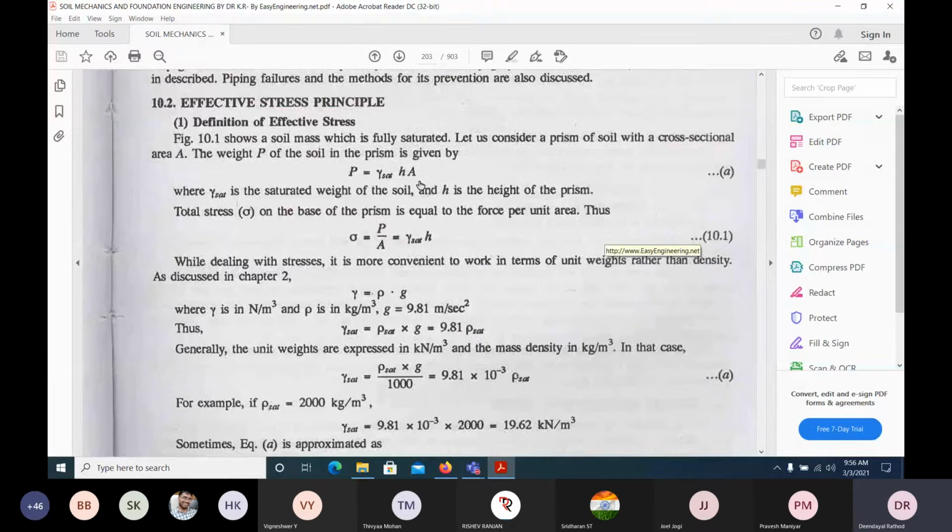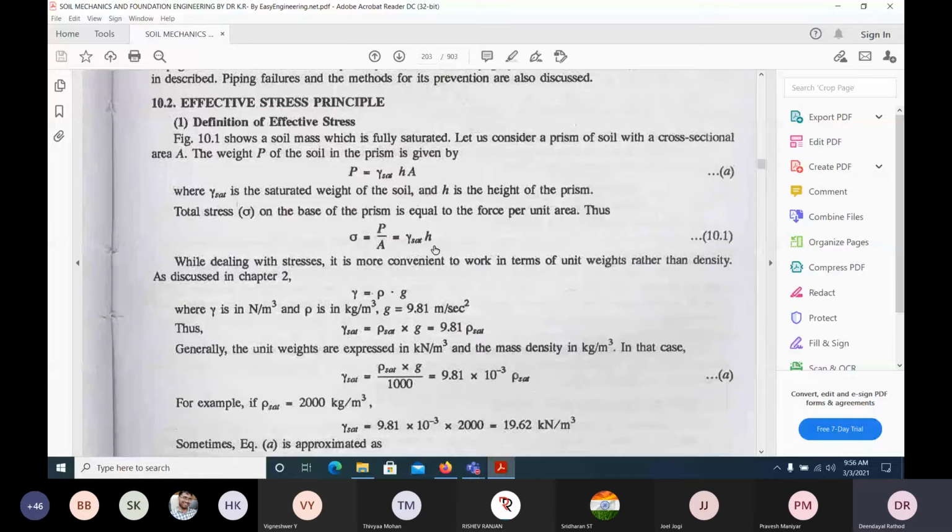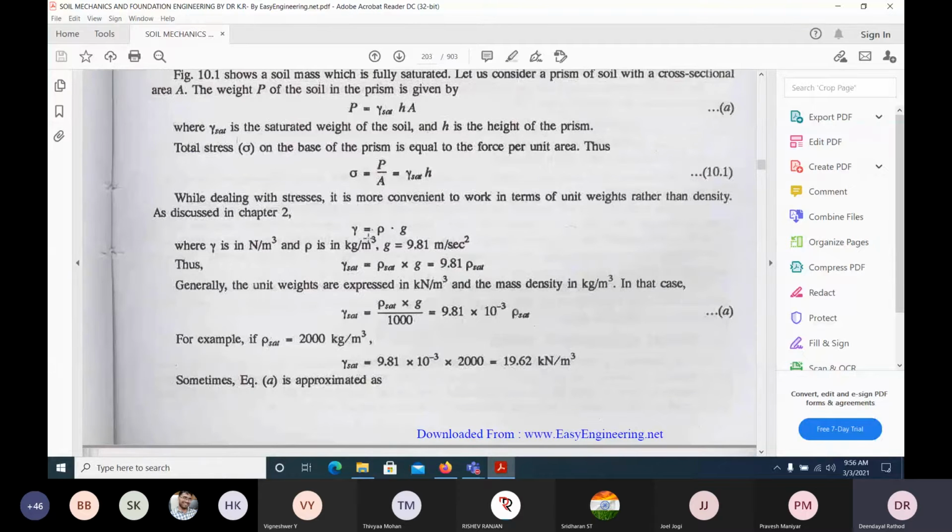Then suppose I want to find the total stress there. We take the area here and you will get the stress, total stress. That means when you keep your hand there, how much stress you will feel would be the height multiplied by the unit weight of the soil. It would be very easy for us to talk in terms of the unit weight, or we can talk about density also, but generally we know the relation: unit weight is equal to rho g. Like that we can do it.